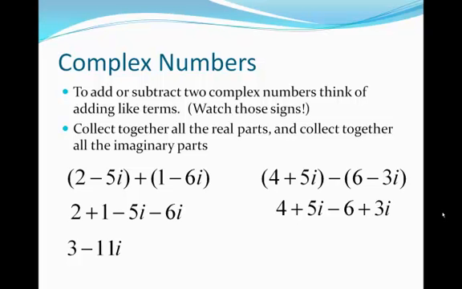Now I'll go ahead and start to collect together the real parts and the imaginary parts. So 4 minus 6 will give me a -2. 5i plus 3i will give me an 8i. And so my final answer here is minus 2 plus 8i.